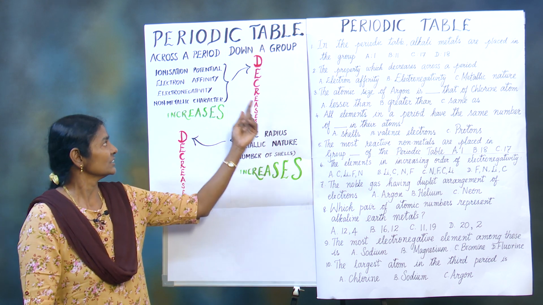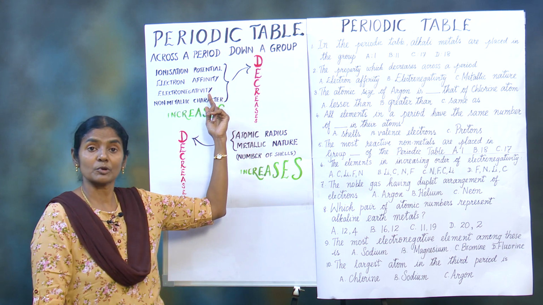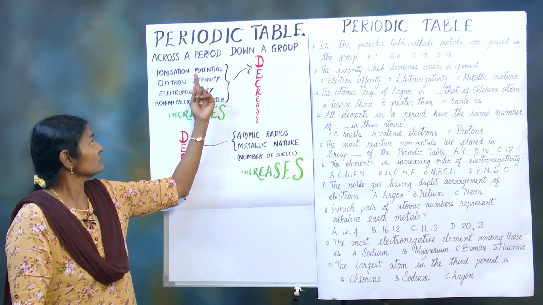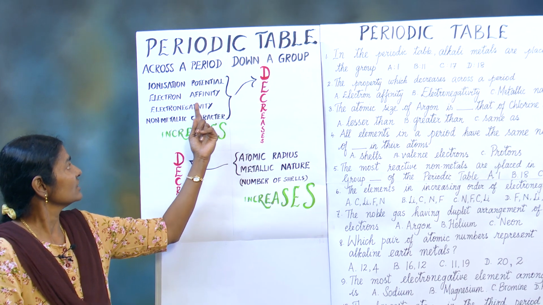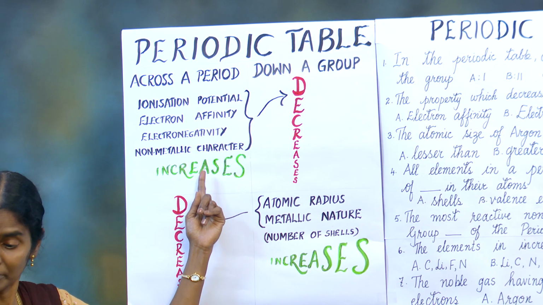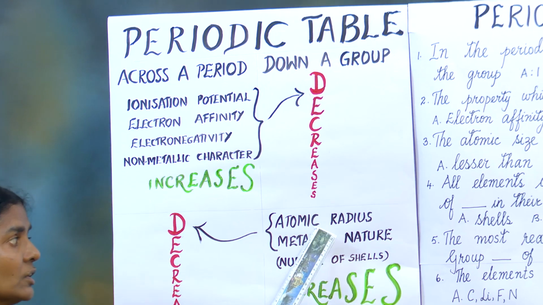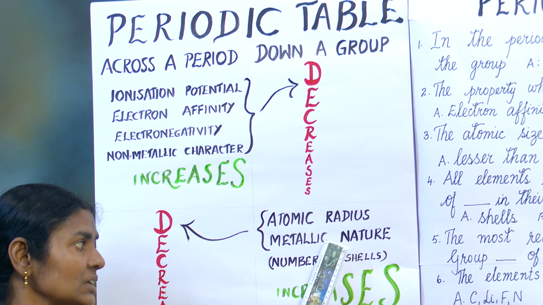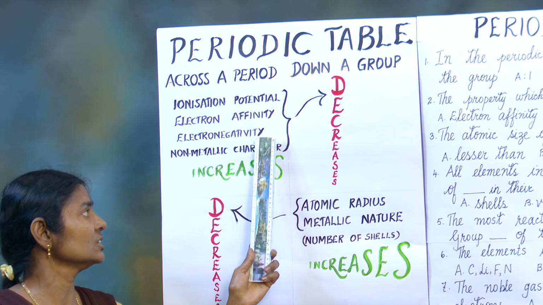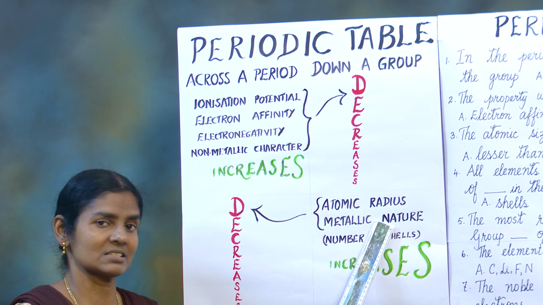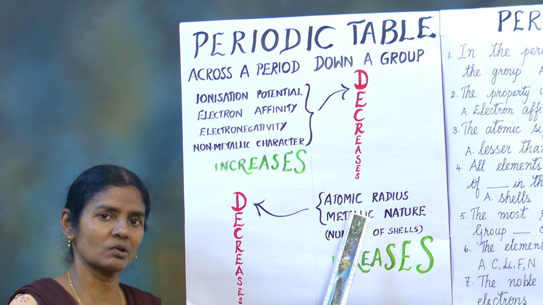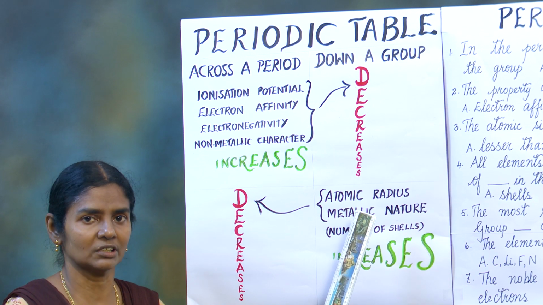Here we go. Now see here, these are the periodic properties that we come across in this chapter. We have ionization potential, electron affinity, electronegativity, non-metallic character, atomic radius, and metallic nature. So how many do we have? 1, 2, 3, 4, 5 and 6. That's it. 6 properties. How each is going to increase or decrease, we need to learn.